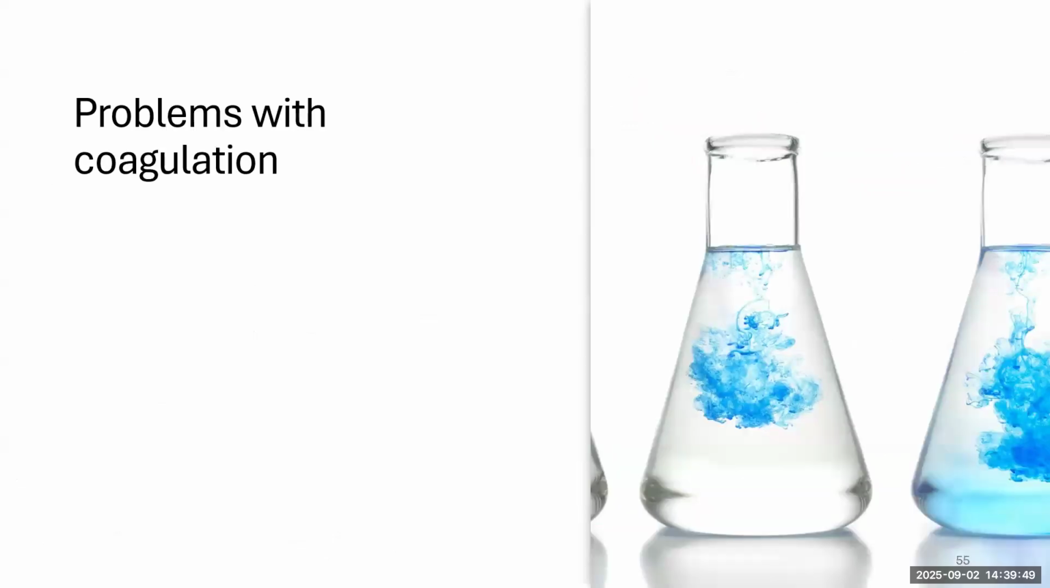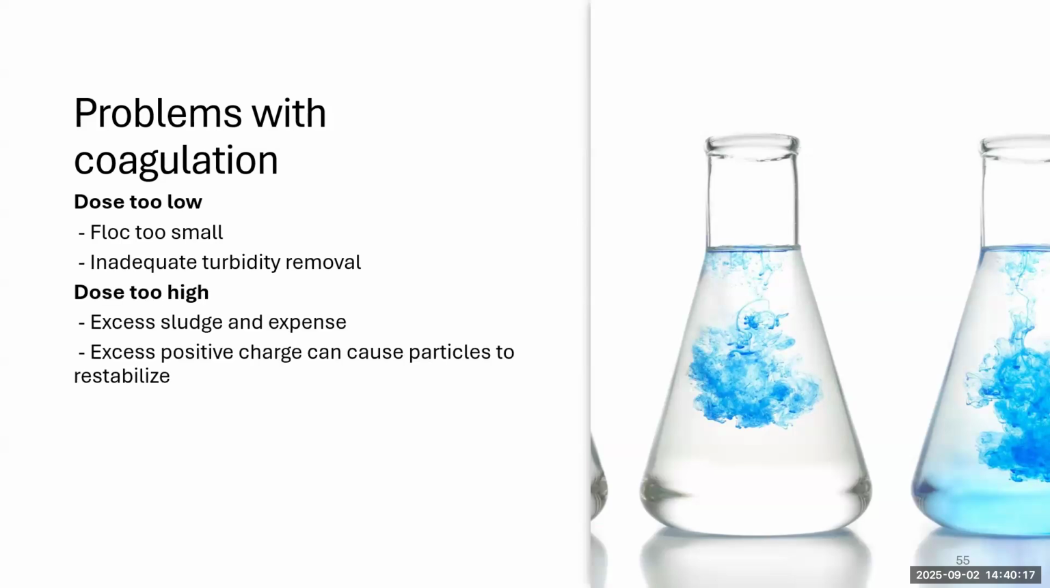There are some basic problems with coagulation. Macro problems that we can pay attention to. If the dose is too low, the flock will tend to be too small, and you won't have good turbidity removal. And you wouldn't want to wait till it gets all the way to the end in the effluent to check that. You'd want to check it, for example, at the end of the sedimentation basin, to see if you're getting enough turbidity reduction there.